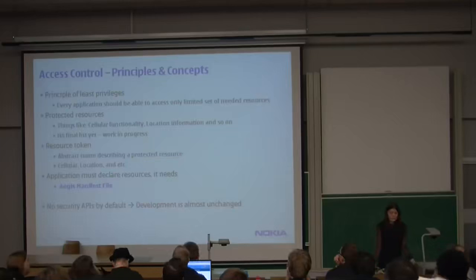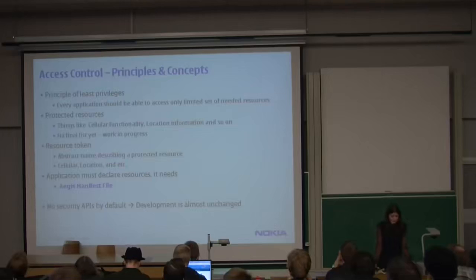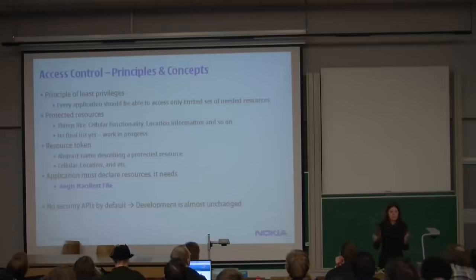We don't have any final lists. The work is really in progress, so we're not finished with the whole platform security, but we're in the process of building it. And then each of these protected resources will be described with a resource token. A resource token is like an abstract name, an abstract string describing this resource, and this will also be a credential for a process.